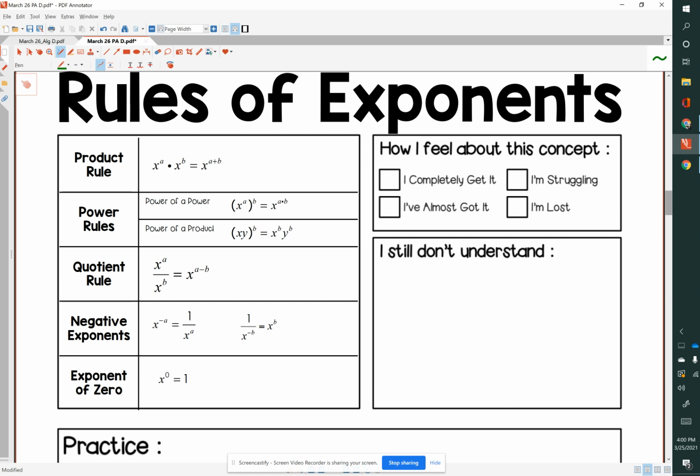So let's review those exponent rules while we have them in front of us. The product rule says if you're multiplying exponential terms, you add the exponents. Okay, maybe you should even write that down. So when you're multiplying, you add the exponents. Now, when you're raising a power to a power, like this example right here, you multiply the exponents.